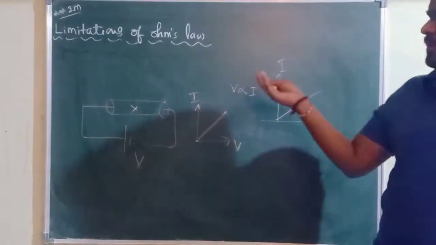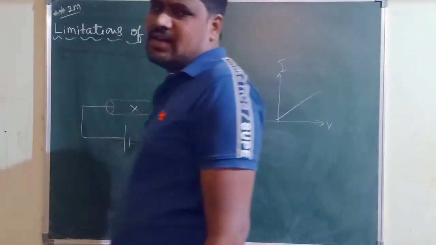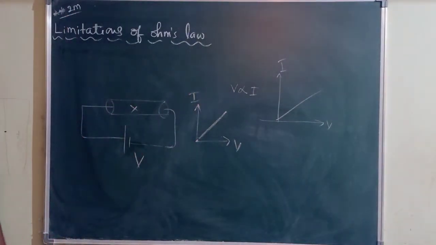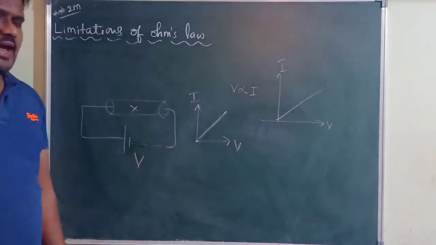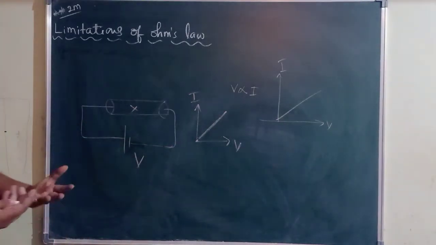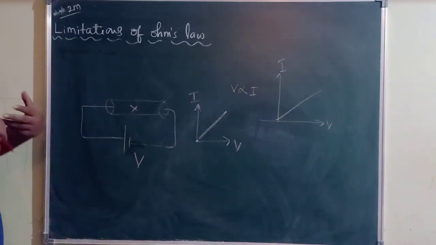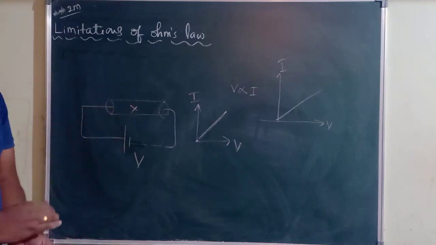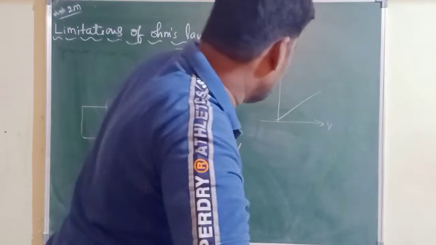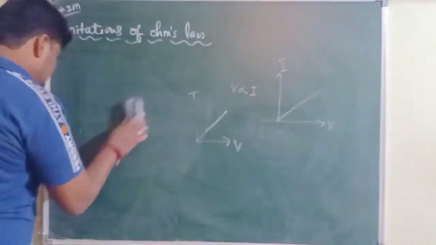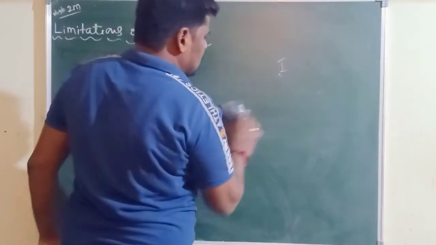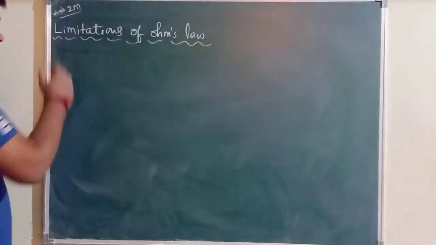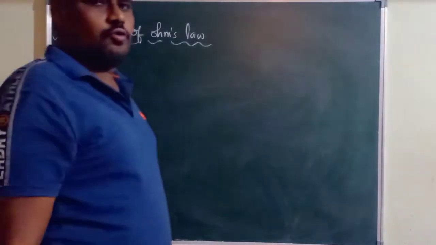For non-ohmic devices, voltage and current are not proportional to each other. If you plot a graph of V versus I or I versus V, that graph is not linear. It may be a curve. Such devices we call non-ohmic devices. Okay, let me give the definition of ohmic and non-ohmic devices in the next part of this class. But let us now concentrate on limitations of Ohm's law.